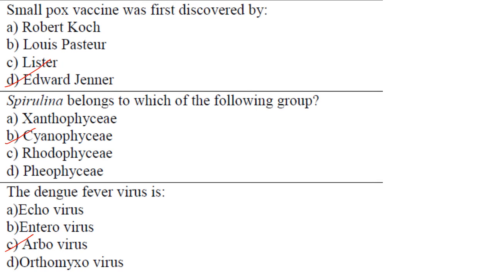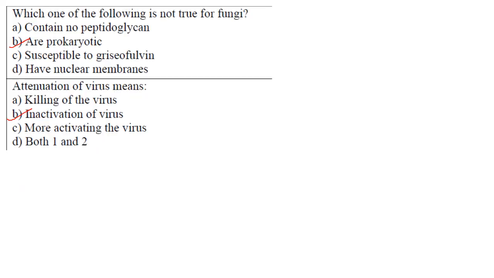Smallpox vaccine was first discovered by Edward Jenner. Option D. Spirulina belongs to which of the following groups? It belongs to Cyanophyceae. Answer is B. The dengue fever virus is an arbovirus. Answer is option C. Which one of the following is not true of fungi?